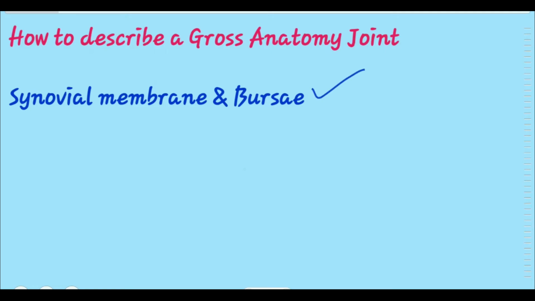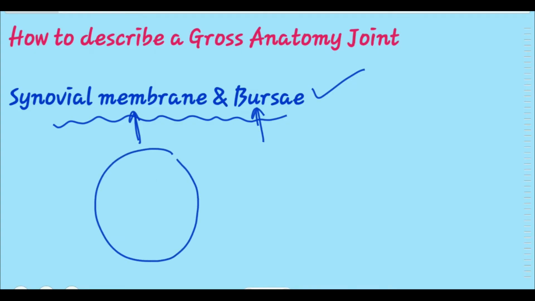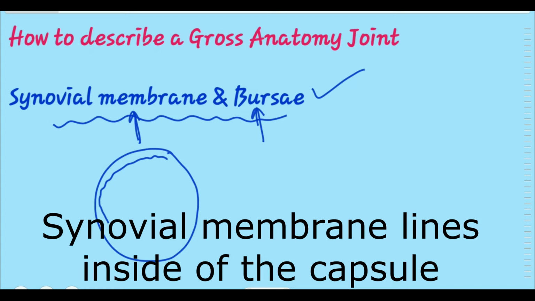Now the synovial membrane and bursa. This I have already described in my previous videos. I will not go into details, but I will add some important points for your short essay question. If the synovial membrane and bursa come into your SEQ, what will you write? About the synovial membrane, you will add a simple sentence that the synovial membrane lies inside the capsule. This is a simple sentence that you should not forget.